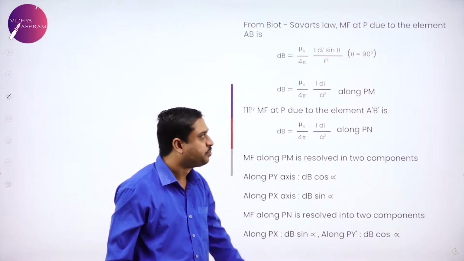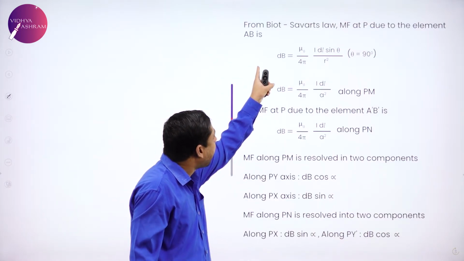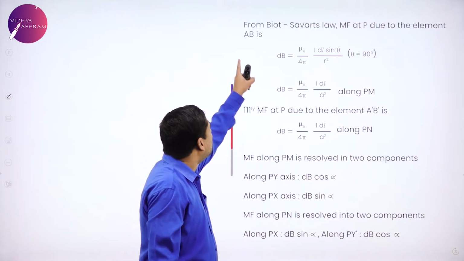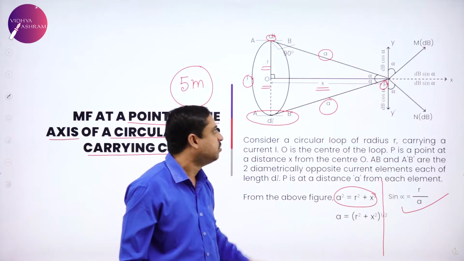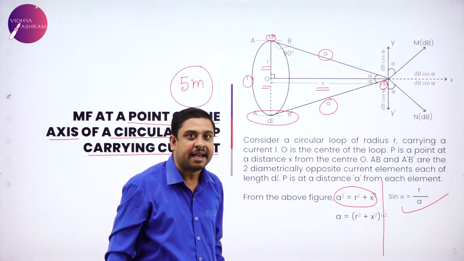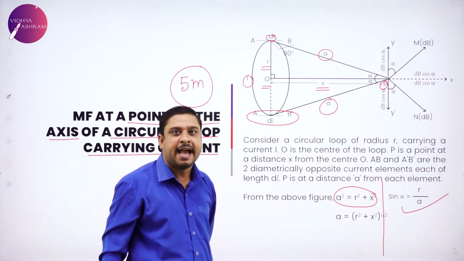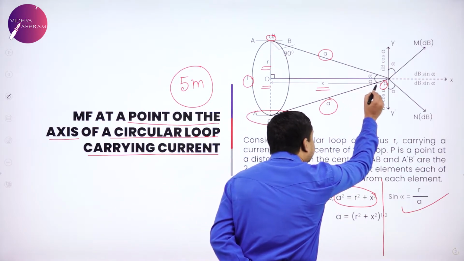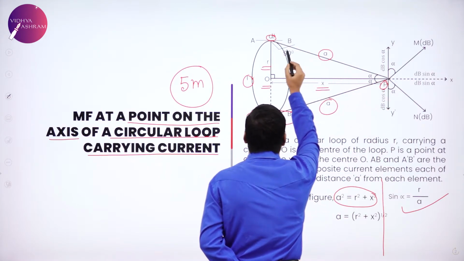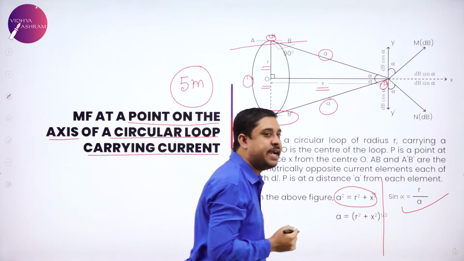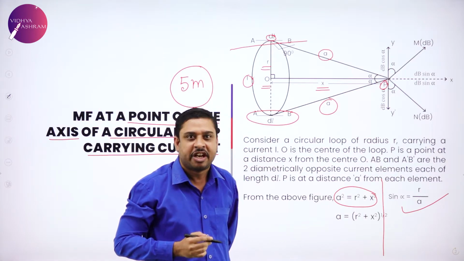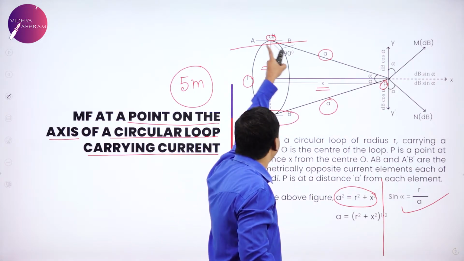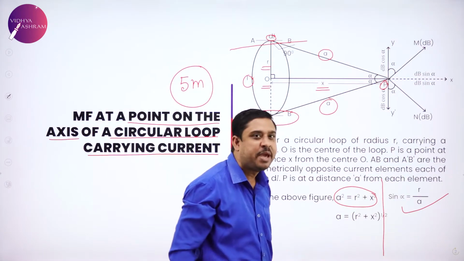Now, students, I will calculate the magnetic field at P due to the element AB. Observe carefully. In this step, I am calculating the magnetic field at P due to this element AB. The very first application, magnetic field at P due to the element AB.